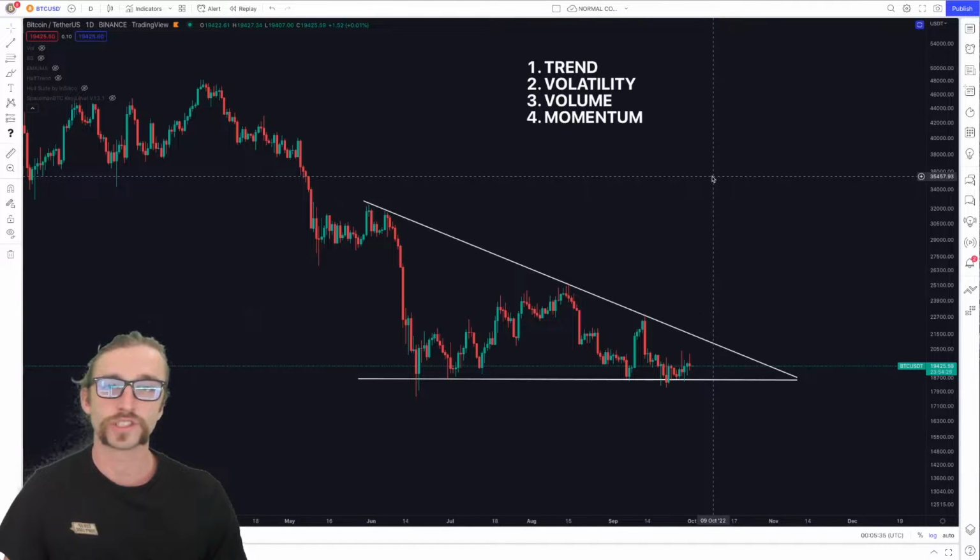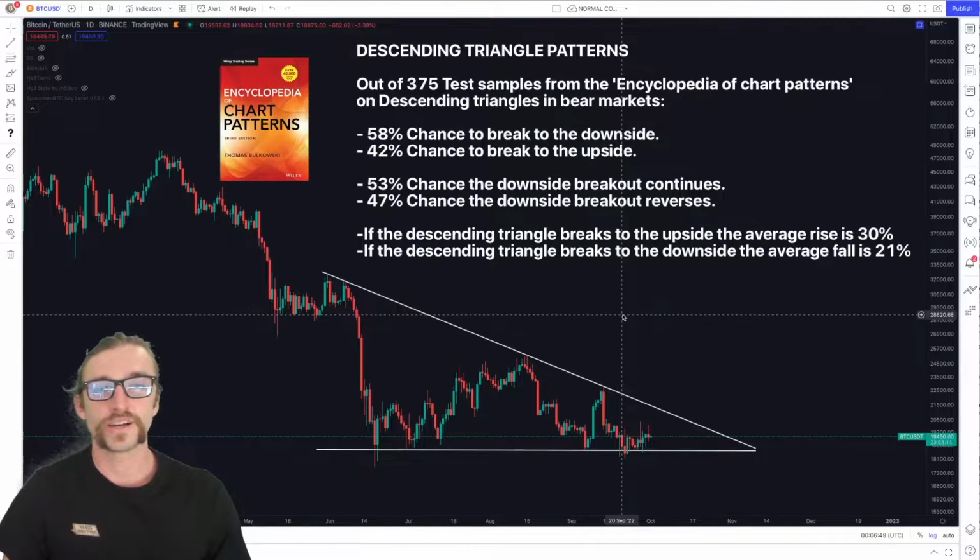Because a good technician focuses on statistics and probabilities, I will now lay out the statistics and probabilities of a descending triangle. Here we have some statistics from the Encyclopedia of Chart Patterns, a very famous book, the 3rd edition from Thomas Bulkowski. Out of 375 test samples on descending triangles in bear markets, which is what we're in, there is a 58% chance to break to the downside, 42% chance to break to the upside, 53% chance the downside breakout continues, and 47% chance the downside breakout reverses, moves back in, and then resets.